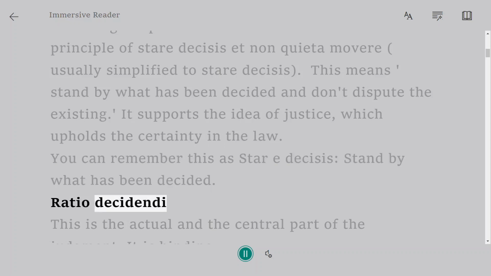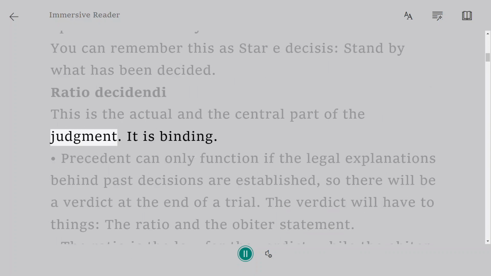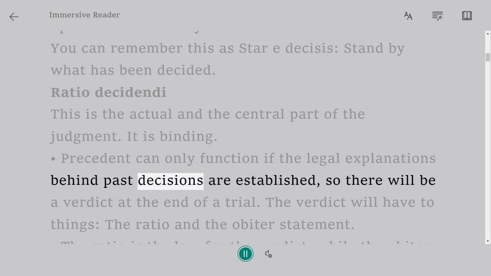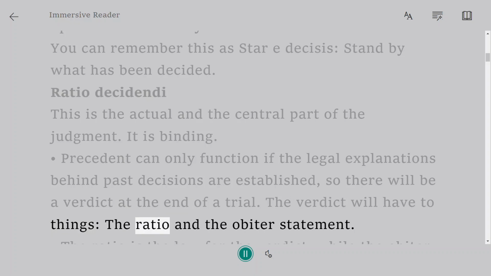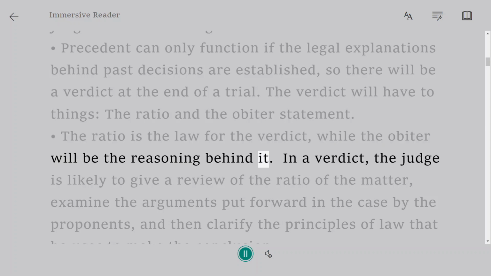Ratio decidendi. This is the actual and central part of the judgment. It is binding. Precedent can only function if the legal explanations behind past decisions are established, so there will be a verdict at the end of a trial. The verdict will have two things, the ratio and the obiter statement. The ratio is the law for the verdict, while the obiter will be the reasoning behind it.